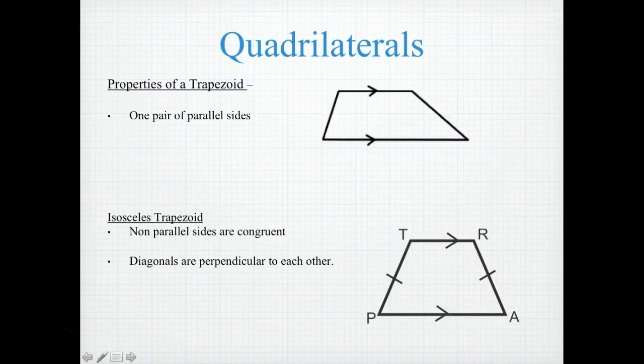Next, we're going to discuss the trapezoid. A trapezoid has 1 pair of parallel sides. And if you have an isosceles trapezoid, that means that the non-parallel sides are congruent. And again, similar to the kite, the diagonals of an isosceles trapezoid are going to be congruent to each other, or are perpendicular to each other. The diagonals of an isosceles trapezoid are perpendicular to each other.